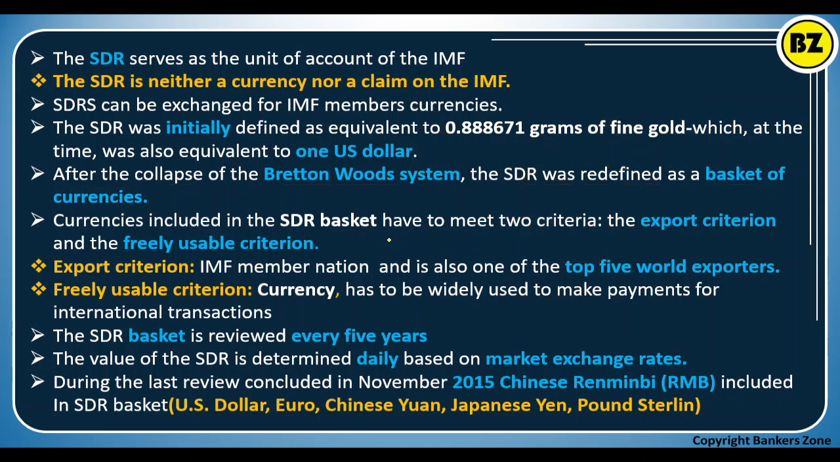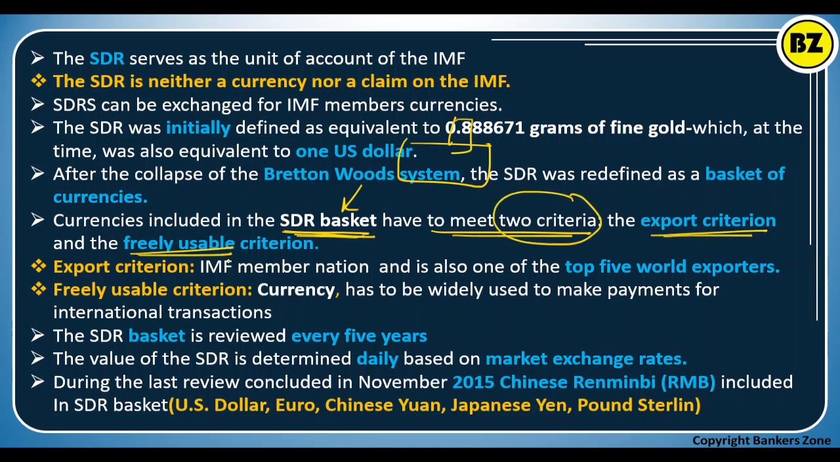The currency included in the SDR basket means simply a group, like a basket you carry for purchasing something in the market. The SDR basket has to meet 2 criteria. If any currency is to be part of the SDR basket, it should have 2 criteria: first, the export criteria, and second, the freely usable criteria. What is the export criteria of the currency? The issuer should be an IMF member nation and one of the top 5 world exporters.